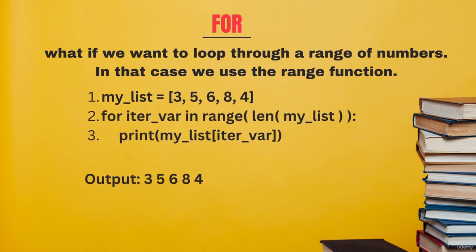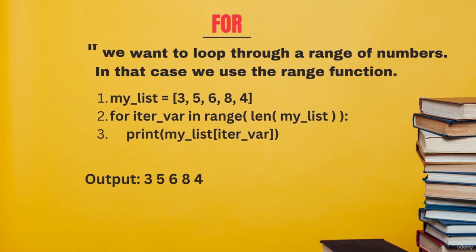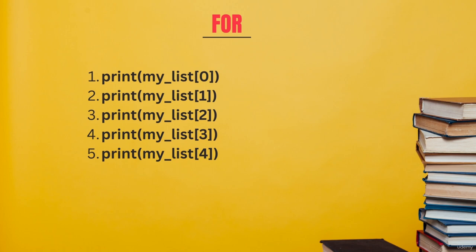Here, we can see that we loop through the list using an index, as iter var contains the indexes of the list. But how did we do that? Let's dive a little deeper. Here, using the len function, we found the length of the list. And what the range function does is basically loop the iter var variable from 0 to 4. So when the print statements come, it basically does this: print my list of 0, print my list of 1 indexed element, print my list of 2 indexed element, and so on.